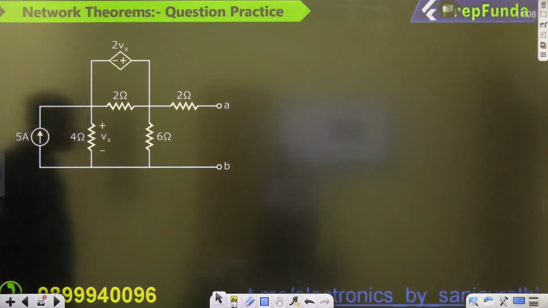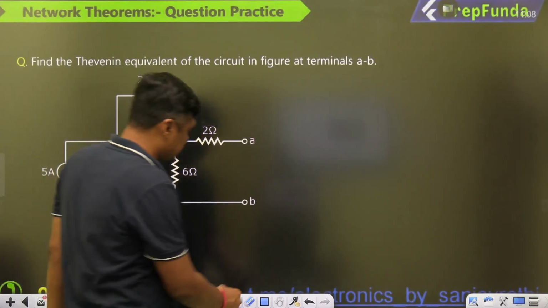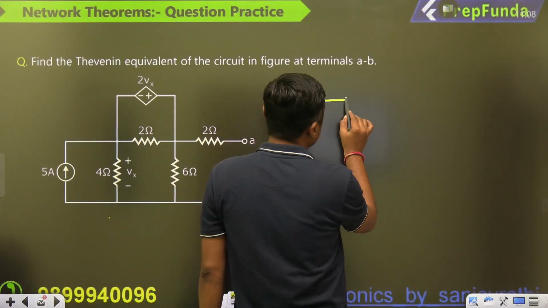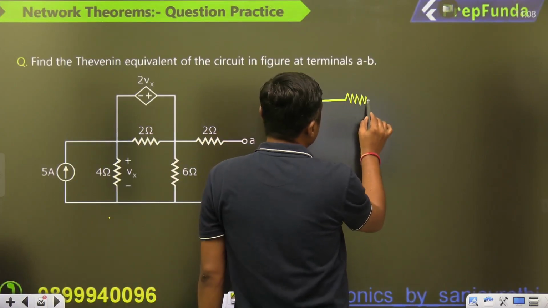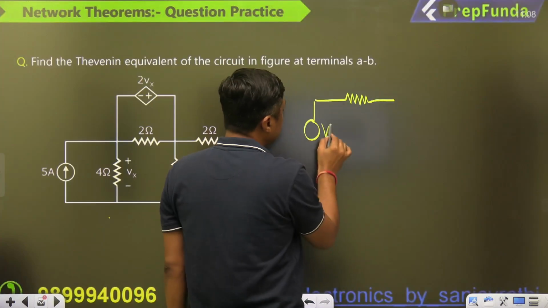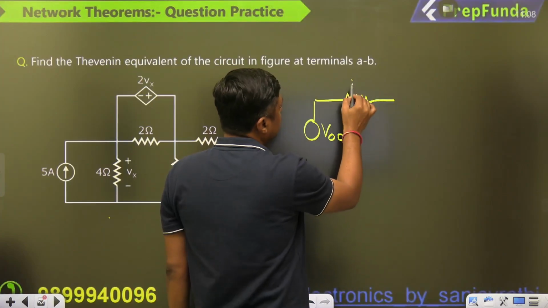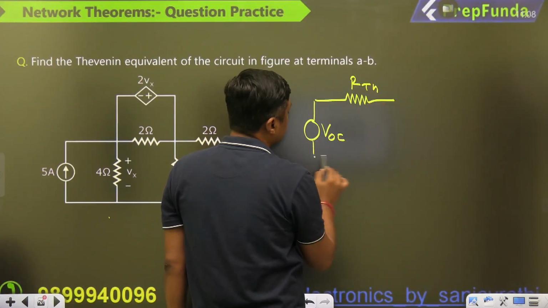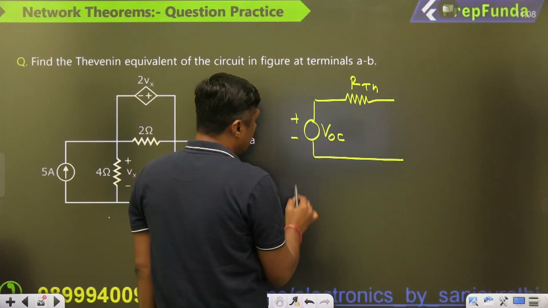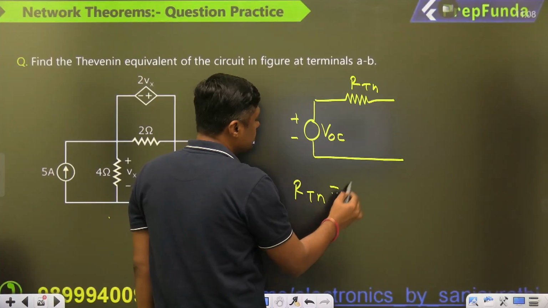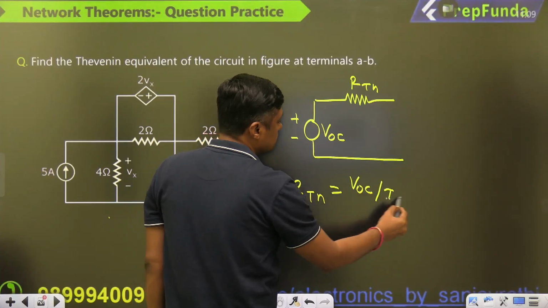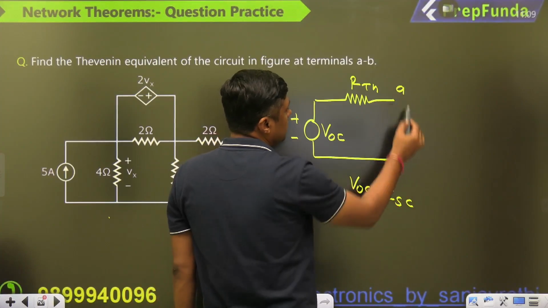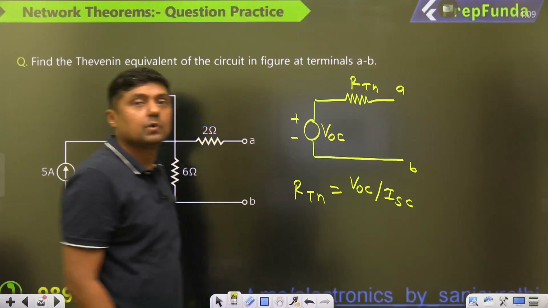Thevenin's equivalent means what? You have to find the VOC and ISC. VOC and ISC. Why ISC? To find the RTH, because RTH is equal to VOC upon ISC. This is the terminal A, this is the terminal B.